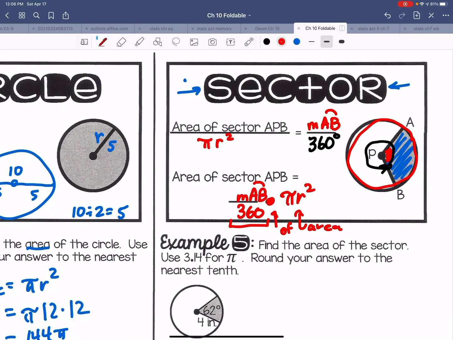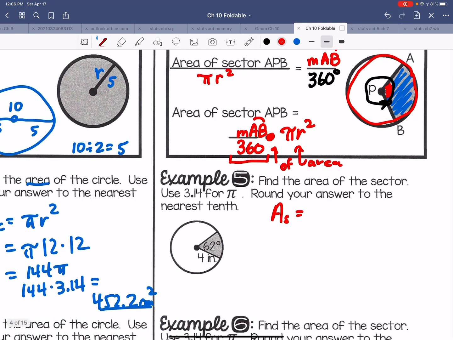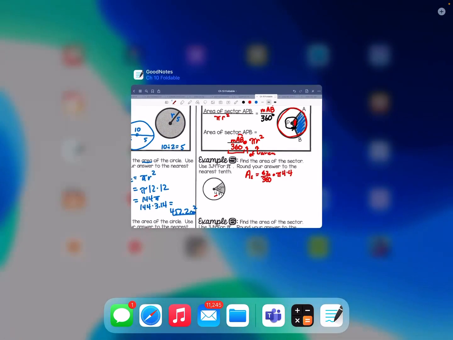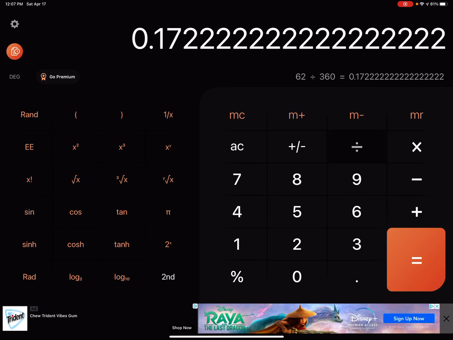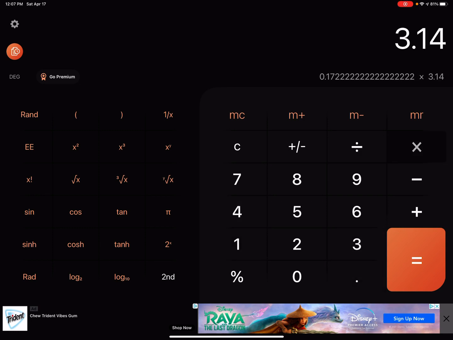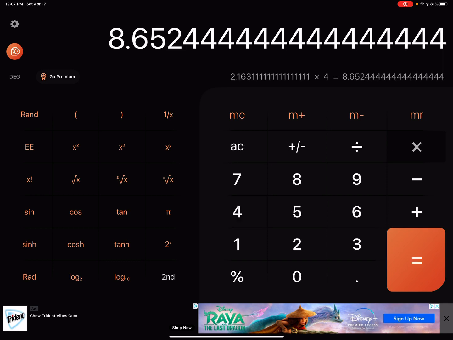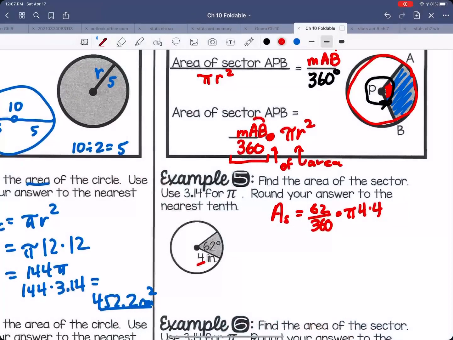Now, oftentimes that little word is a big word, so instead of A sub S, I just call it a lowercase s. So the area of a sector is this angle times pi r squared. So that'd be 4 times 4. So 62 over 360 times pi times 4 times 4. I'm rounding to the nearest tenth, so 8.7 inches squared.